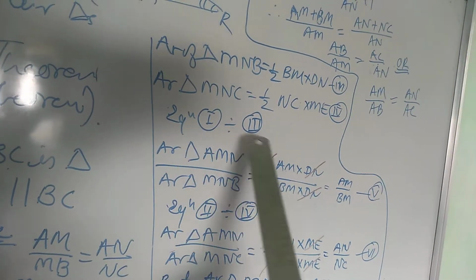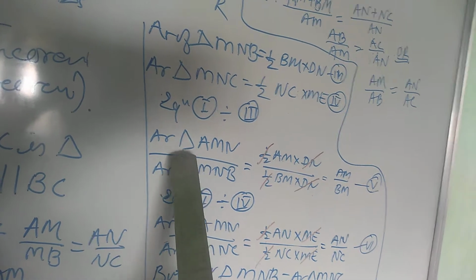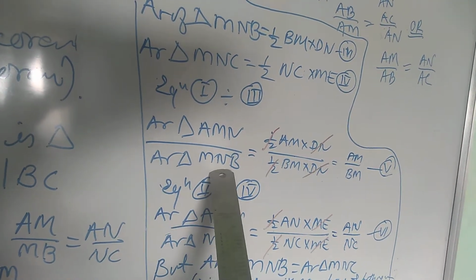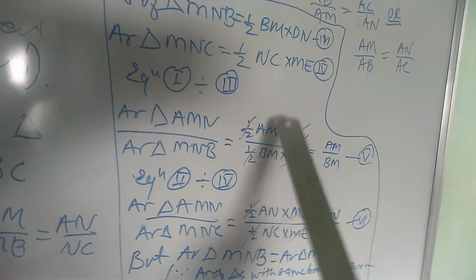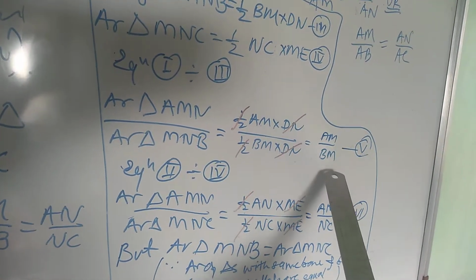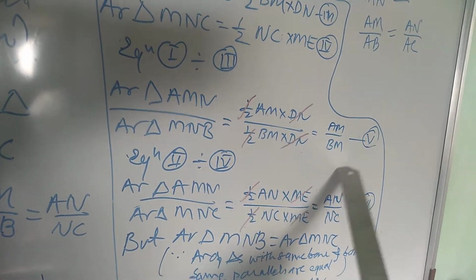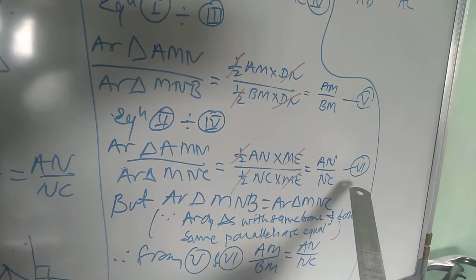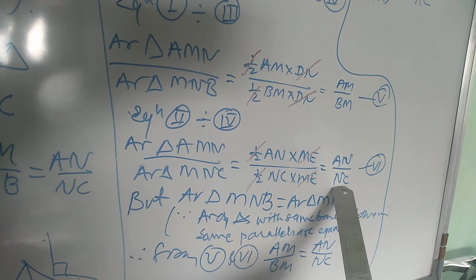Now the first equation, if it is divided by the third equation, you will get the area of the triangle AMN divided by the area of the triangle MNB. Now if you put in the values, lastly you will get AM upon MB. Similarly, you have to divide the second equation by the fourth, and you will get AN divided by NC.